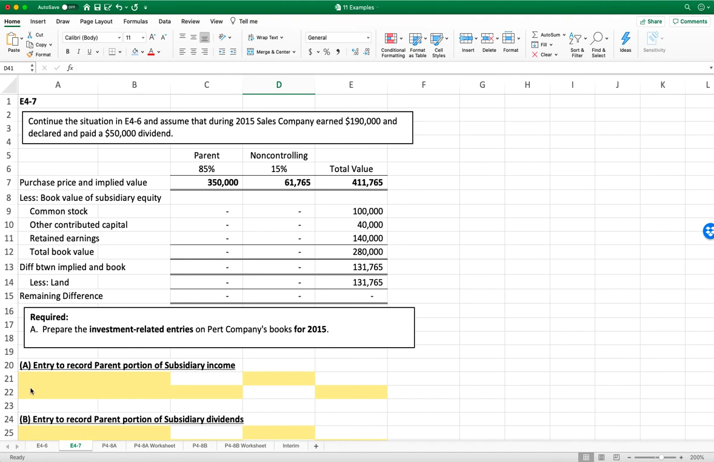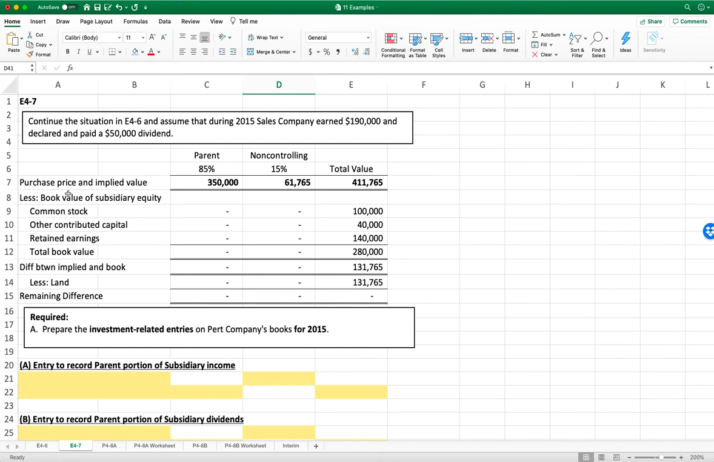In this example, we will be continuing the scenario from the previous video, using the same company, same acquisition, but we've just moved 1 year farther into the future. So we are now at the end of 2015, whereas in the last video we were at the end of 2014. They've given us a little bit more information, told us that during 2015, sales company earned $190,000 in net income and declared and paid a $50,000 dividend.